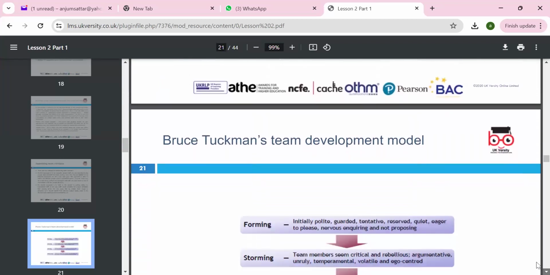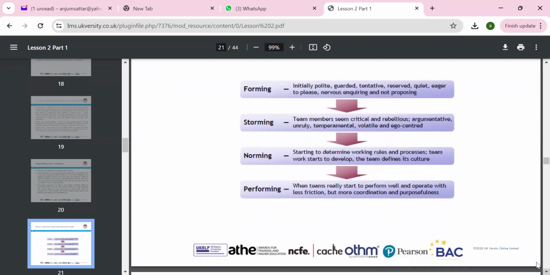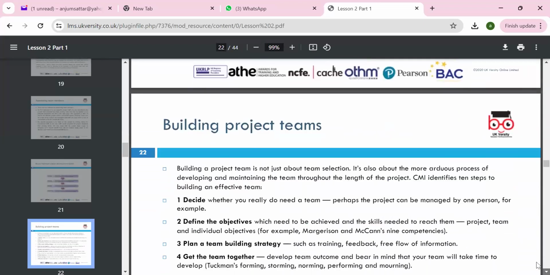Then we have Bruce Tuckman, one of the great scholars. He spoke about team forming, storming, norming. The team initially goes polite, guarded, sensitive, reserved, quiet, eager. In storming, the team members seem critical, rebellious, and argumentative. Norming starts, determining the working rules and processes, and team working starts to develop. And then they reach the stage of performing, when they actually work towards what the team set out to do.